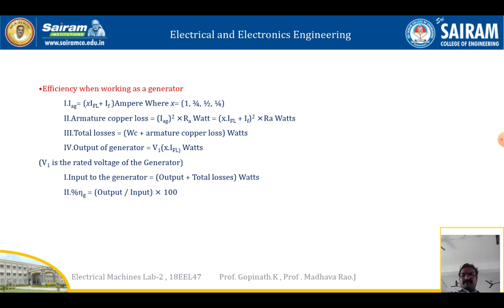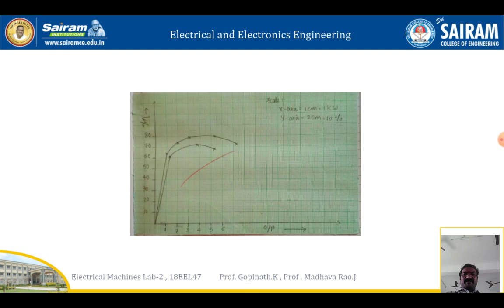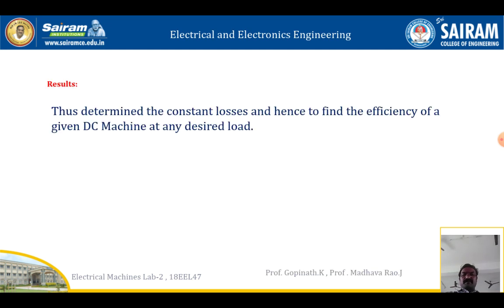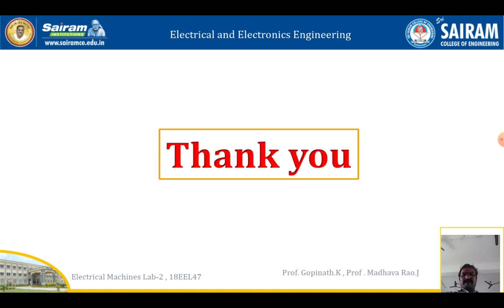This is the efficiency of the motor and generator, this is the model graph for this experiment, and this is the actual graph we got for the different efficiencies of the motor and generator. Thus we determine the constant losses and hence find the efficiency of a DC machine at any desired load. These are some of the important questions which will be asked in your exam, and thank you.